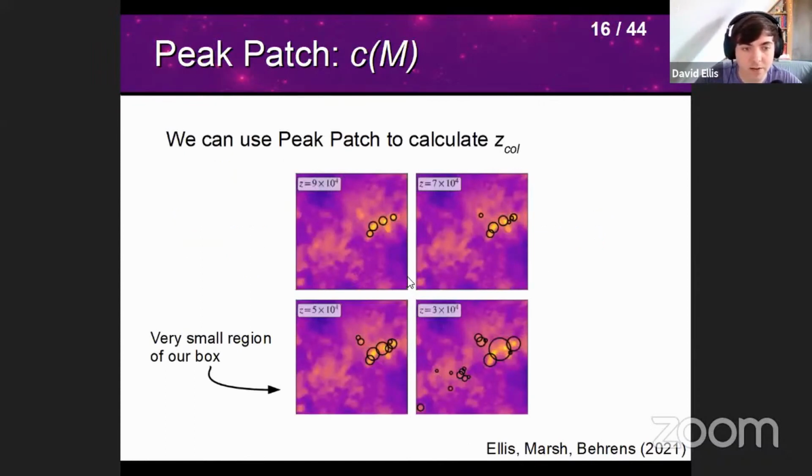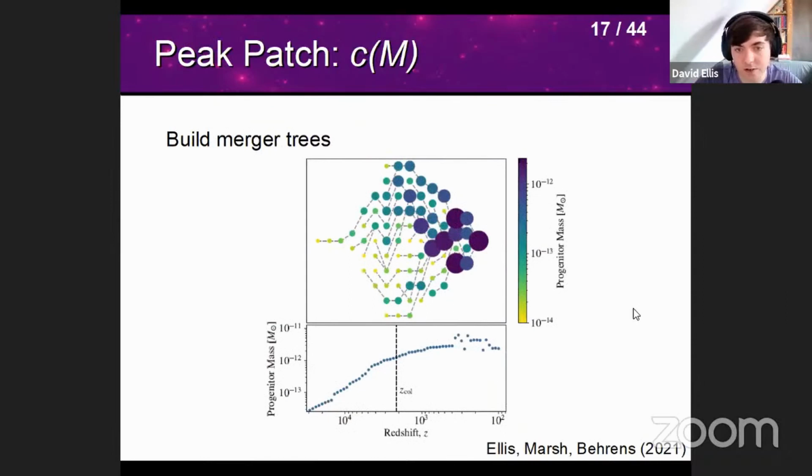So here we have a very small example region laid on top of the initial density, so the colors you see are the initial density field, and the black circles here are from Peak Patch. We see some initial objects forming, and these later come together to form larger objects. We can start at one of our final large halos and iteratively work backwards, looking at earlier redshifts inside the region of that halo, to build up merger trees like this one shown here.